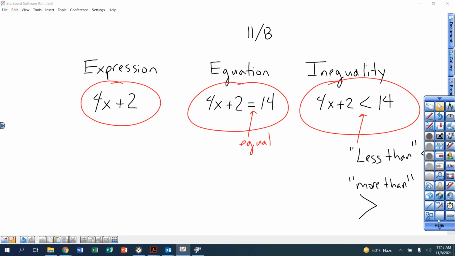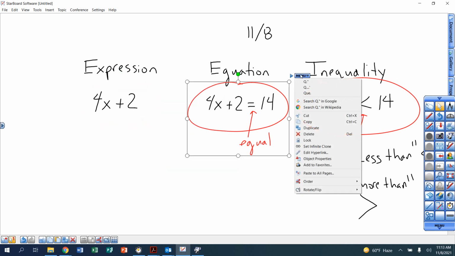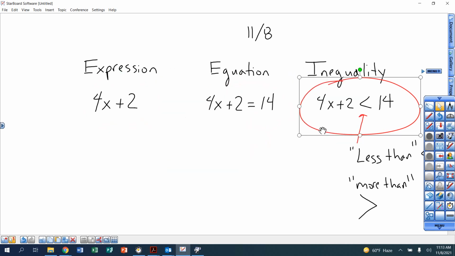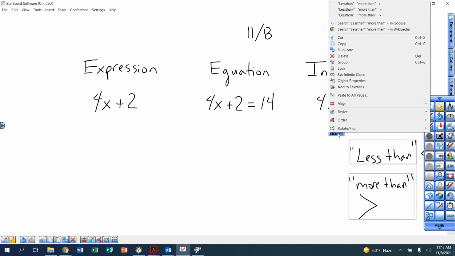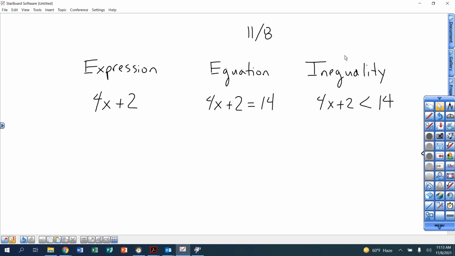What I want you to do, we're going to erase this stuff. I want you to keep copying what I'm doing, even if I erase it. All right, here we go. Let me show you how we use them.